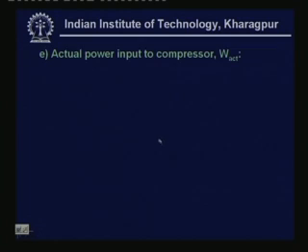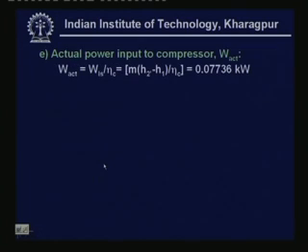And actual power input to the compressor, as I have already explained, is nothing but isentropic work input divided by the isentropic efficiency. We know the isentropic work input, which is equal to mass flow rate into enthalpy difference for the isentropic process, divided by the isentropic efficiency 0.65. So, if you substitute these values, you find that the actual power input is 0.07736 kilowatt or 77.36 watts.